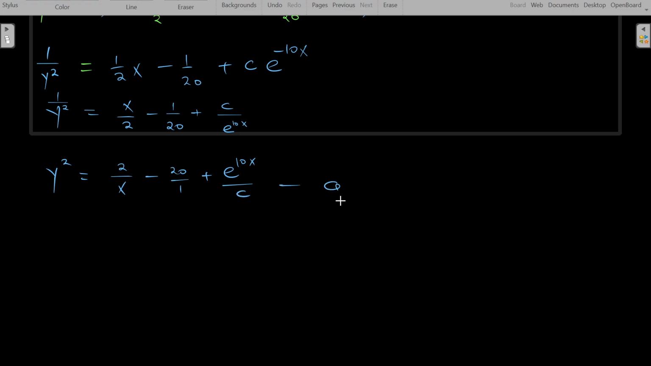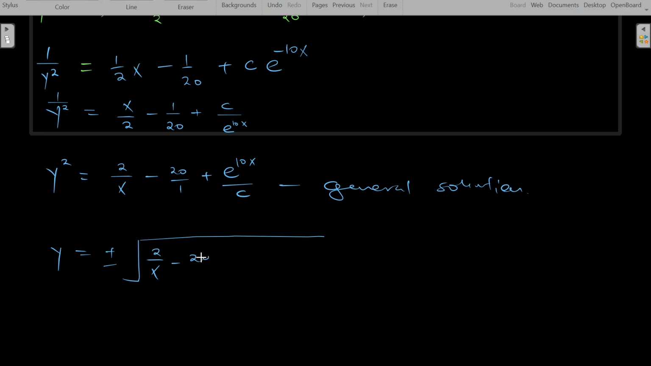So basically this is the general solution. You can go further and perform the square root, so you'll get your y as positive or minus the square root of 2 over x minus 20 over 1 plus e raised to 10x divided by c. So this is my general solution to this Bernoulli equation.